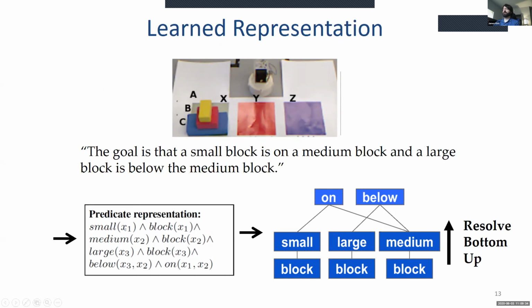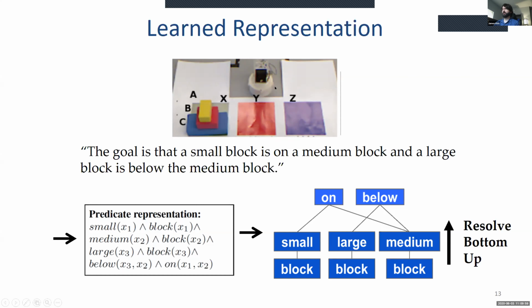So where we have different arguments, x1, x2, and x3, and different predicate tests like small block and binary predicate tests like on. From this, we learn a graphical structure, which we have represented here, that helps us minimize computation and also will be very useful for doing hierarchical compositions and transfer of knowledge. This structure we resolve bottom up.